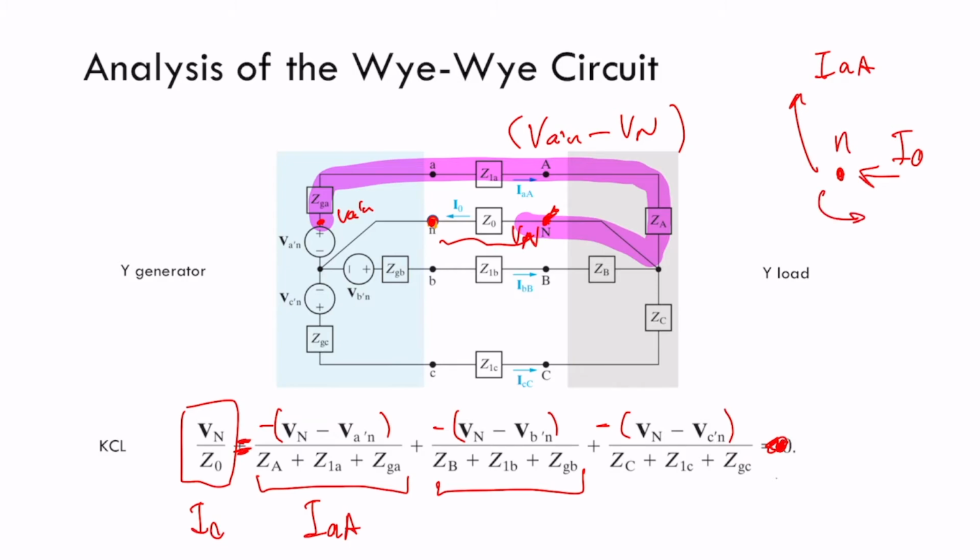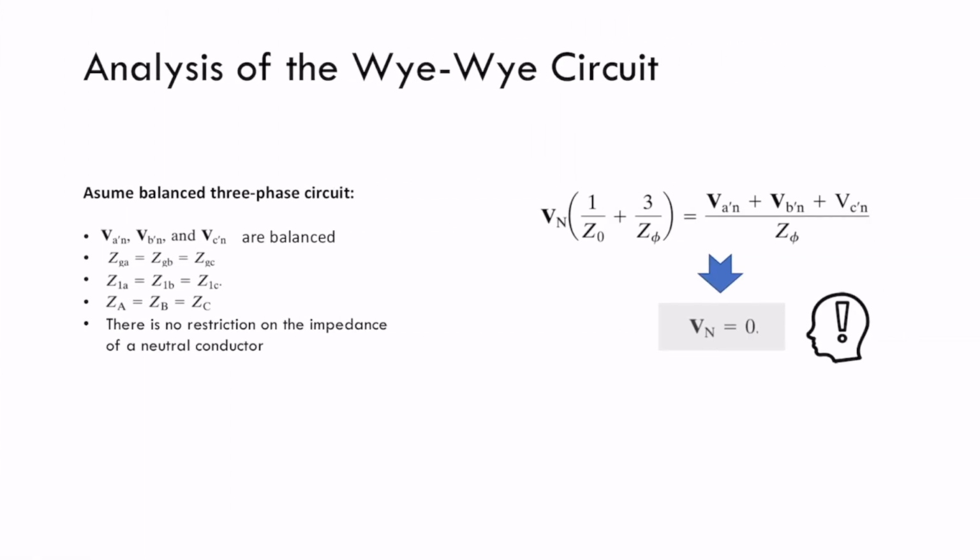This is in this way IBB, and this is in this way also ICC. Right, so this is IBB, and this is ICC. Right, this is basically the current balance at node N. Well, now let's assume the next thing.